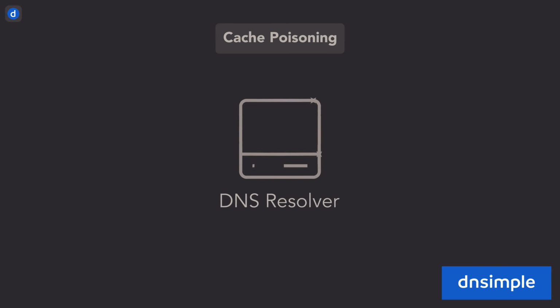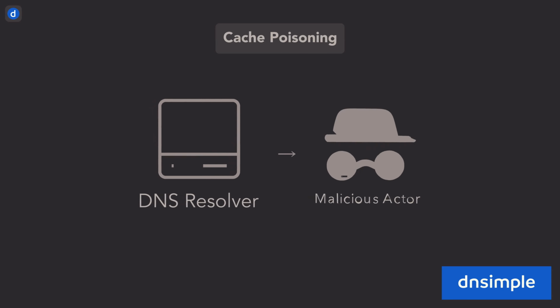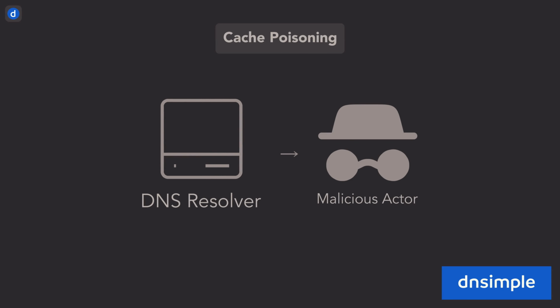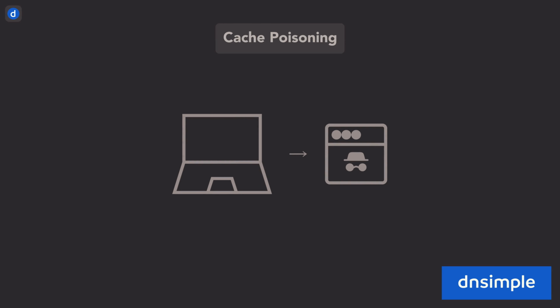A DNS resolver might not hold the response for a request, so it will go to an authoritative name server to retrieve that and hold it in its cache. A malicious actor could redirect traffic by pretending to be an authoritative name server, giving a resolver the wrong response. Then, a user tries to connect to the site and is redirected to a malicious website instead of the correct one.